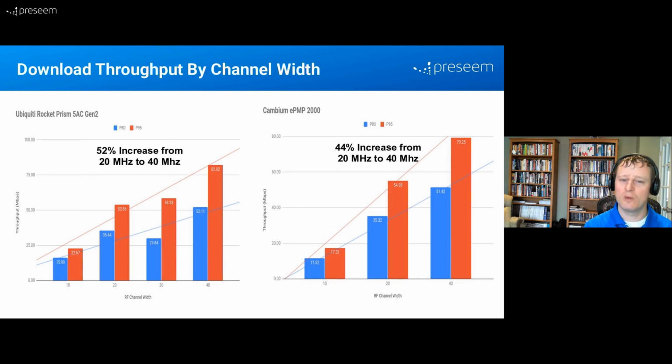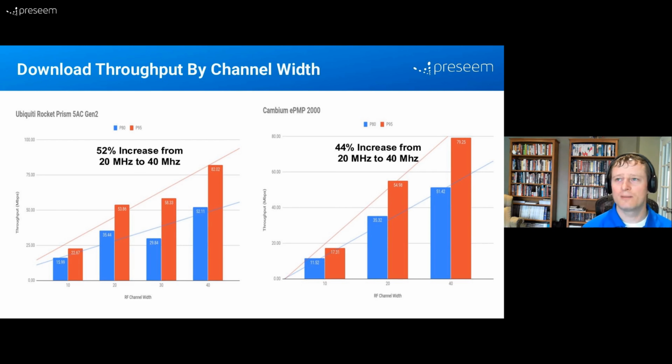The one thing I wanted to extract from that was a little comparison of what happens when you go from 20 megahertz to 40 megahertz channels. On the left-hand side, you have a Rocket 5 AC. On the right-hand side, you have an EPMP 2000. Those are just picked because they're 2 of the most common models. If you go from a 20 megahertz channel to a 40 megahertz channel, that's a 100% increase in channel width. But for the 5 AC Prism, you get a 52% increase in throughput, and for the EPMP, you get a 44% increase in throughput.